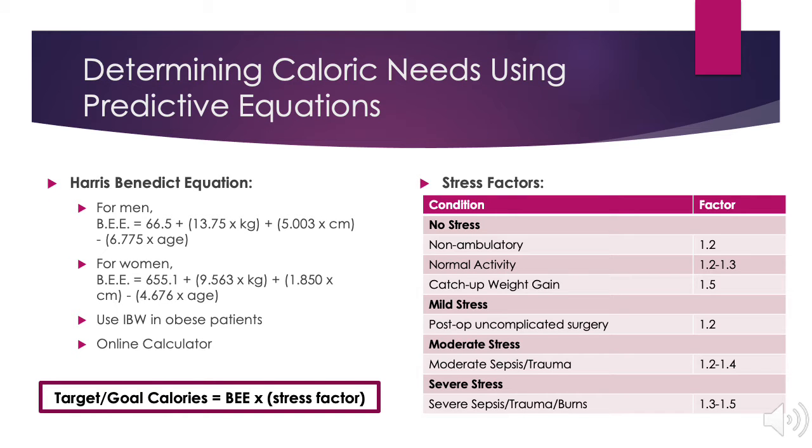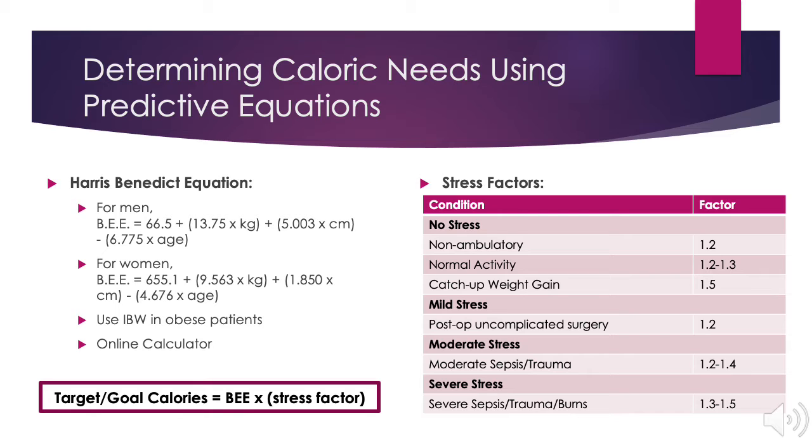In this slide, you'll see how to determine caloric requirements using predictive equations. We will be focusing on the Harris-Benedict equation, and as you can see, there are two different formulas depending on the patient's gender. You also will need to know the patient's weight in kilos, their height in centimeters, and their age. You will want to adjust the body weight that you plug into the equation and use ideal body weight when you're working up a patient who is obese. Finally, you can easily find these calculators online so that the formula in itself you don't have to fully memorize.